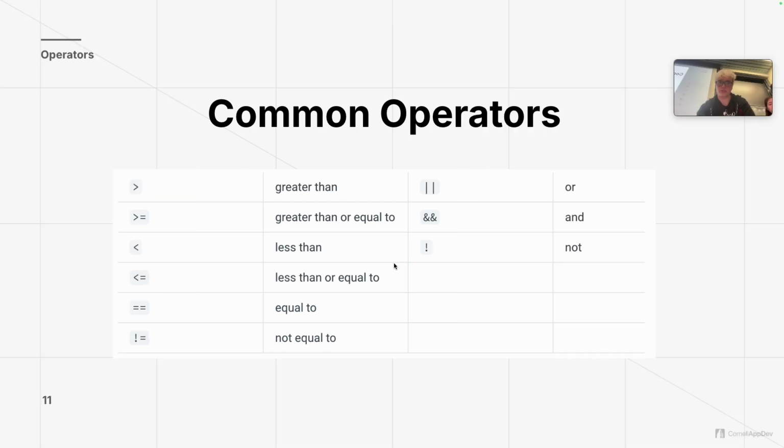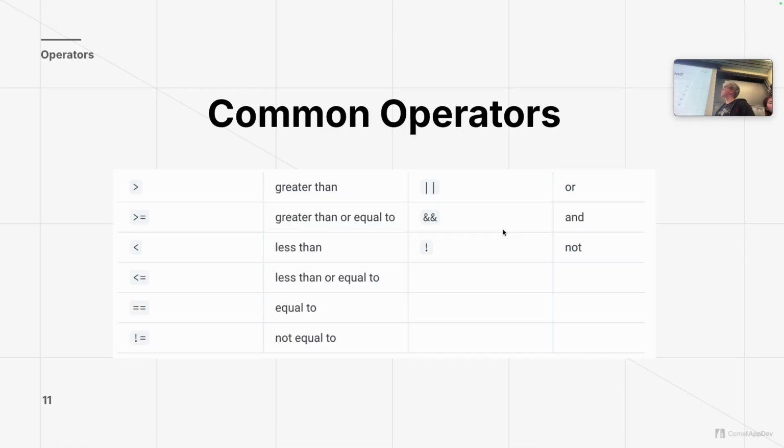Okay, these are the common operators, but one thing I want to call attention to is that if you've programmed in Python, you might have been using the English words and, or for logical and, or. But in Swift you want to use a double ampersand and a double bar for and, or. Everything else should be basically the same as in any other programming language.